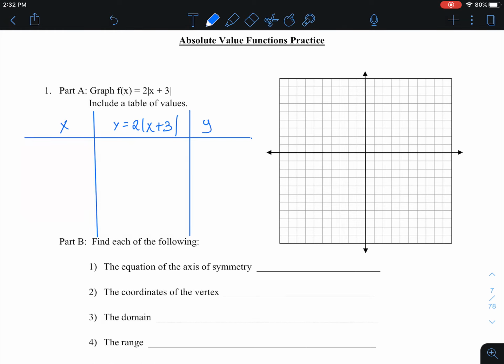So we're going to start off on page 7 of your packet. This is the absolute value functions practice. Number 1 says to graph f of x equals 2 times the absolute value of x plus 3, and it says to include a table of values.